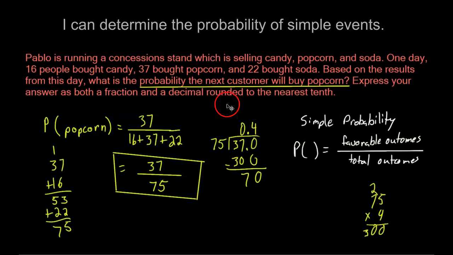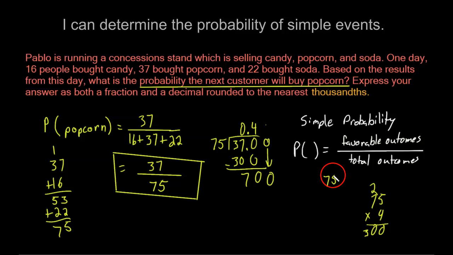And I'm actually going to change this problem. It says to round the decimal to the nearest tenth. Let's round this to the nearest thousandth instead. I'm going to change this problem real quick. We get a remainder of 70, and then we add another 0 and bring that down. How many times does 75 go into 700? 10 would be too many, but I guess it goes in 9 times.